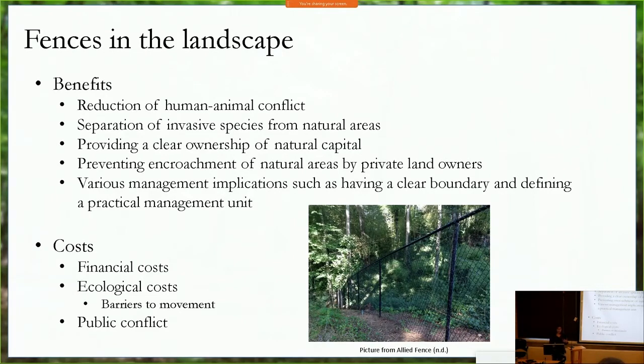However, as much as there are benefits to fences, there are also various downsides. Some of the costs involved with fencing are financial cost, as well as the cost of maintenance, as well as ecological costs that are unintended, where you end up with barriers to movement of other species that you are not intending to stop the movement of. And there's this other conflict that you don't really think about, but the public rarely take fences seriously. I did not know that until I went into this capstone project or this sampling.